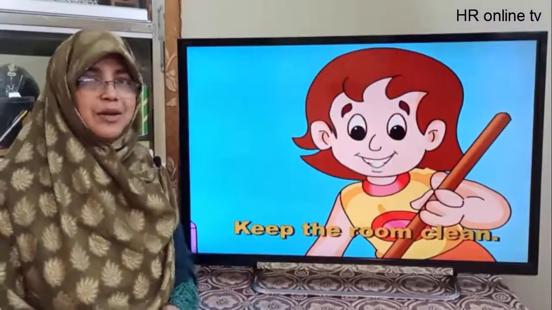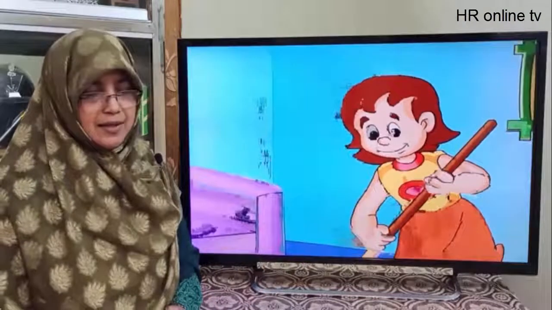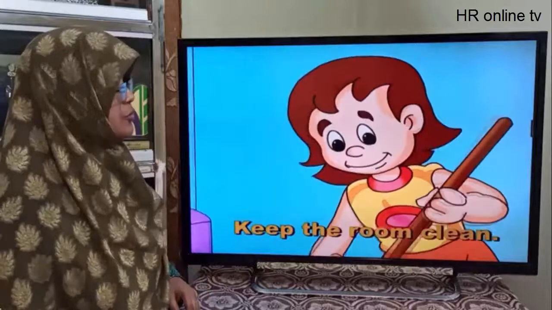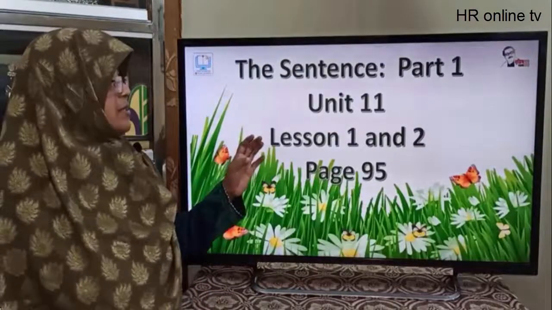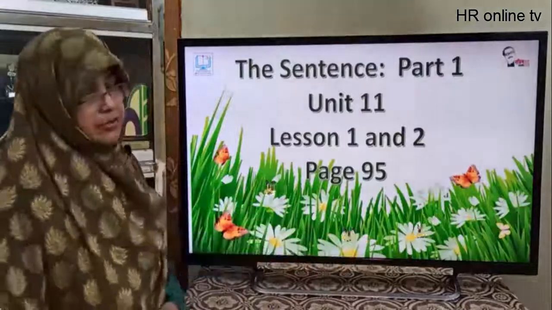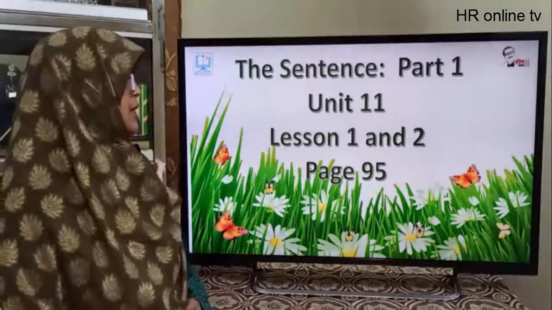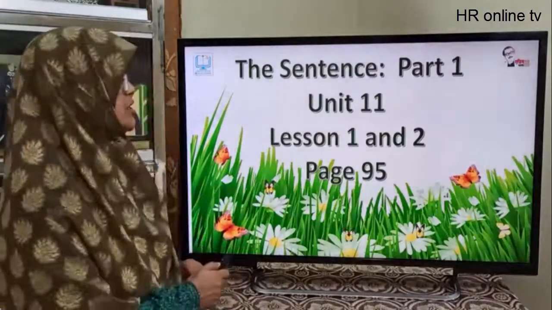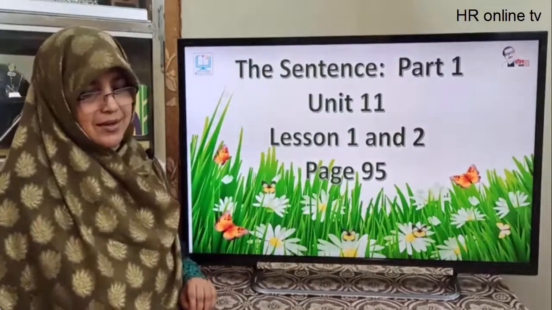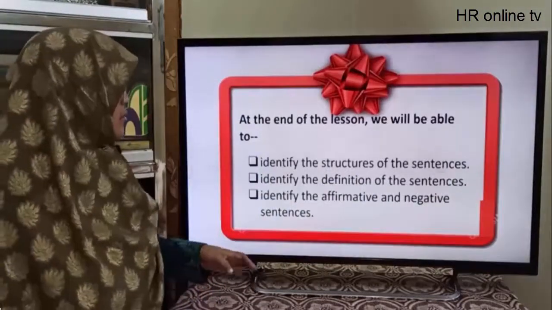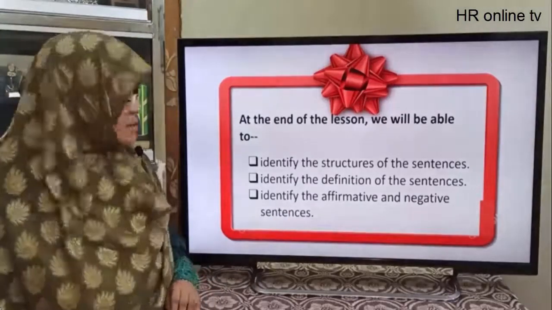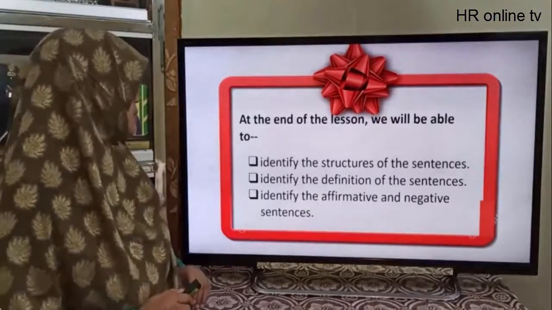So, what is our topic? Yes, in our previous class we learned something from unit 10. Today I will discuss unit 11, Sentence, part 1, page number 95. Open your book, and I will discuss something regarding the sentence. This is the first part of the sentence class. At the end of the lesson, we will be able to identify the structures of the sentence, identify the definition of sentence, and identify the affirmative and negative sentence.